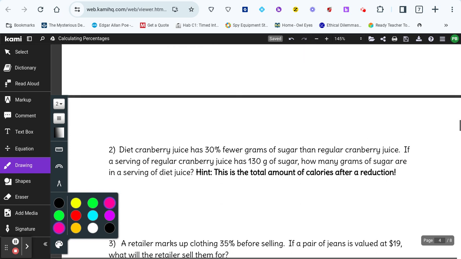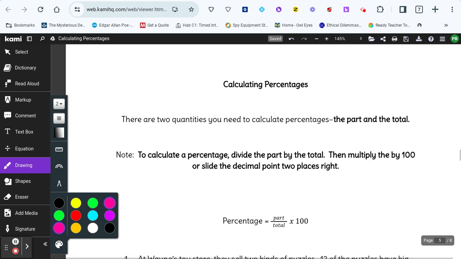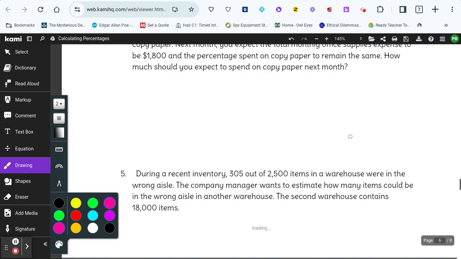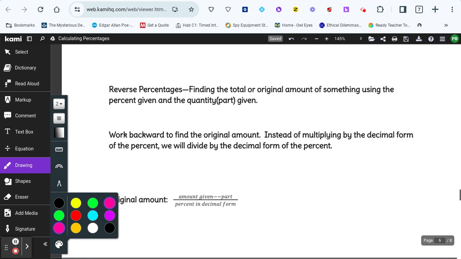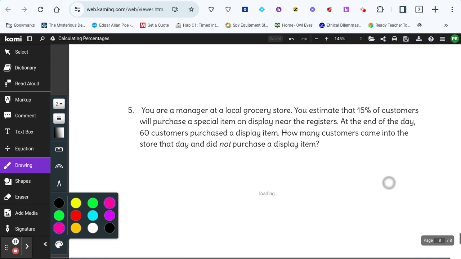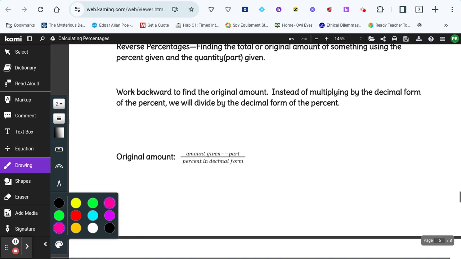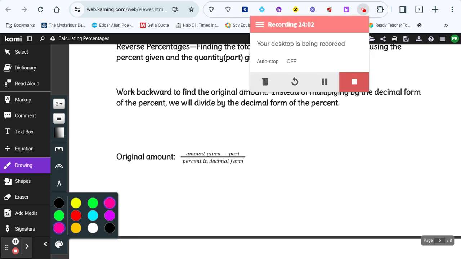So we're going to work in the second video on finding totals. We're also going to work on how to calculate percentages. And the last video, because I'm going to do 3 of them, the last video will be on reverse percentages, okay? All right, I'll create part 2 in just a minute.